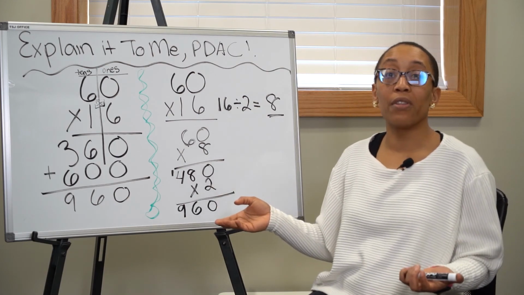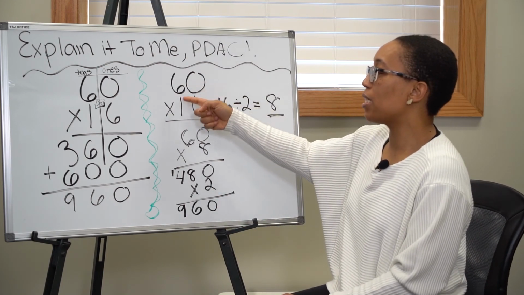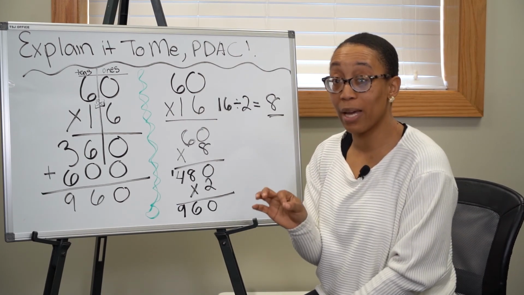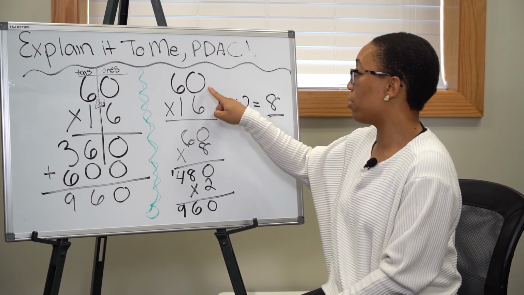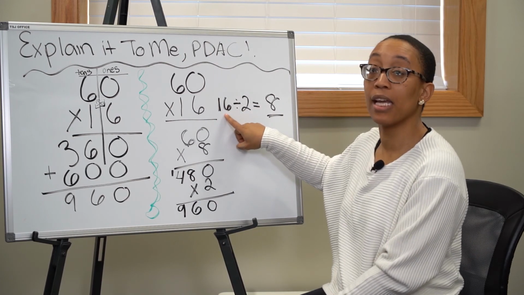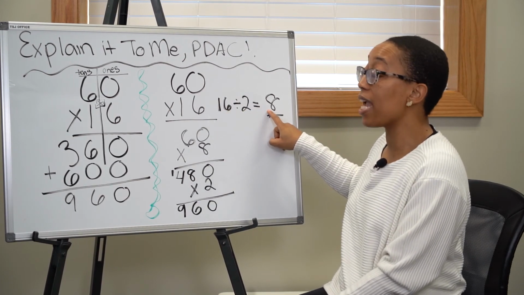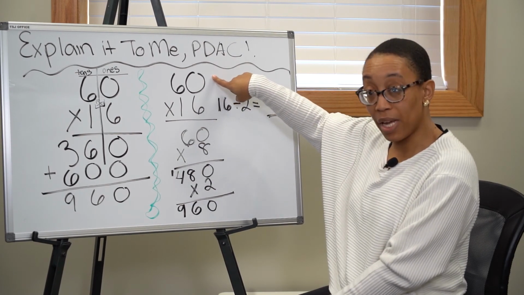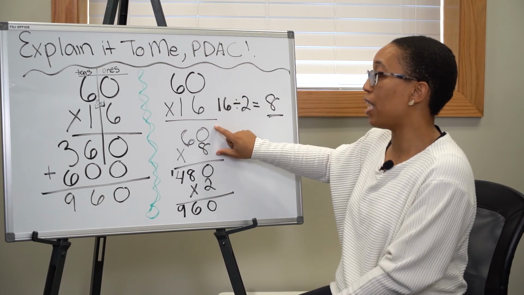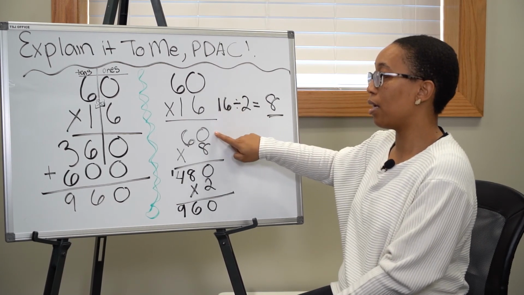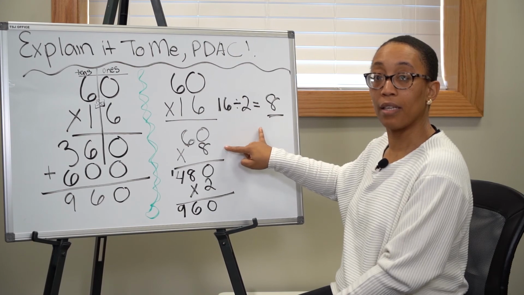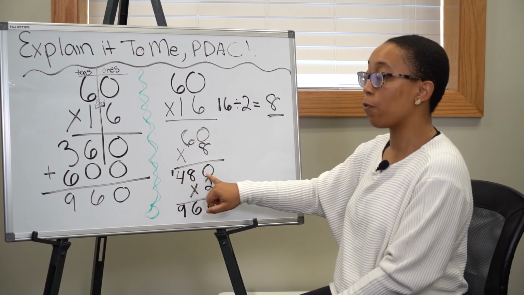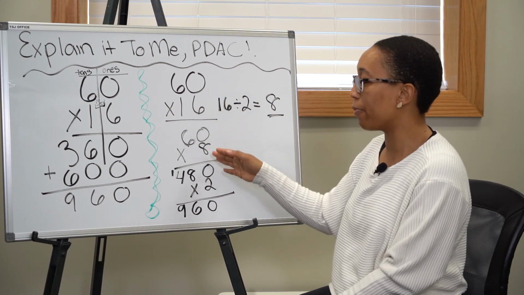So we're going to go through this again. So we have our problem 60 times 16. They want you to divide the smaller number by 2. Okay, so the smaller number between these two is 16. So 16 divided by 2 is 8. Then they want you to take this number and multiply it by the big number in the original problem. So then we have 60 times 8, and that's 480 because we went through and multiplied.